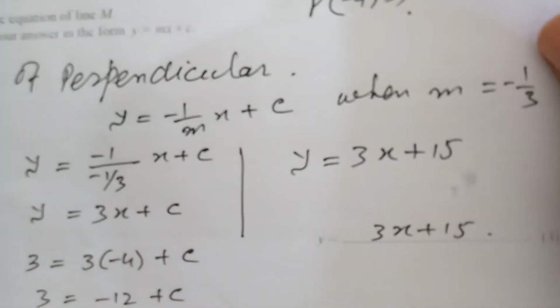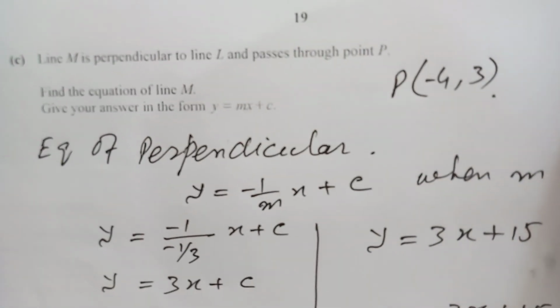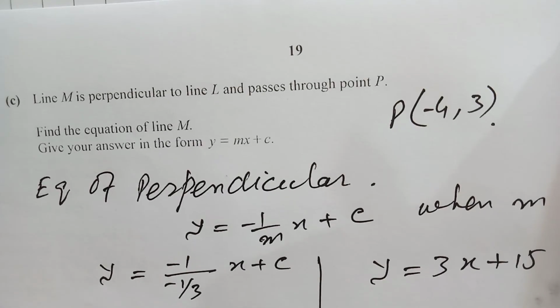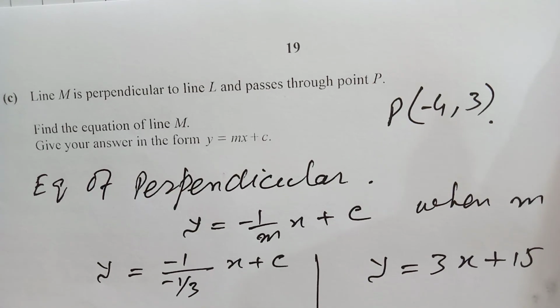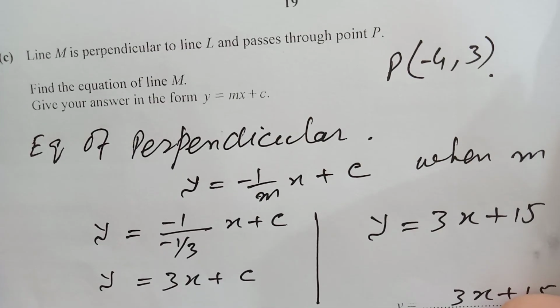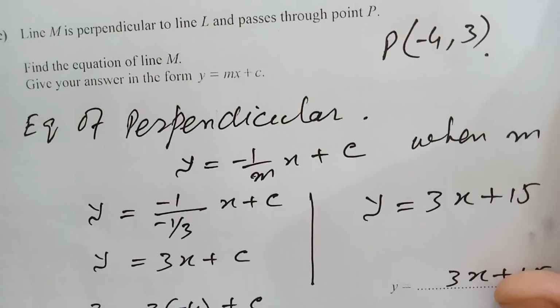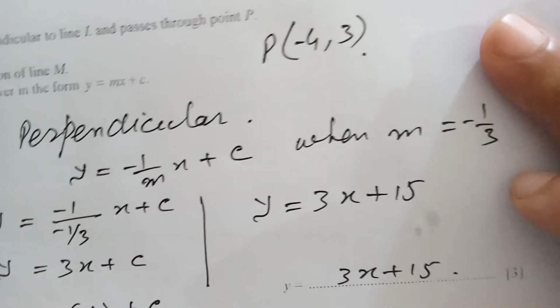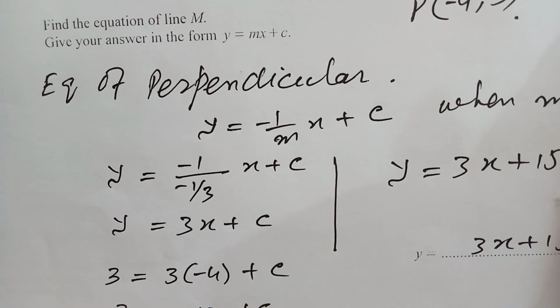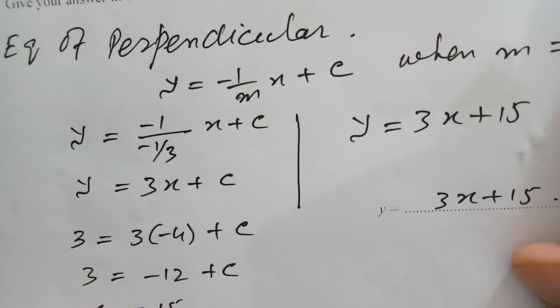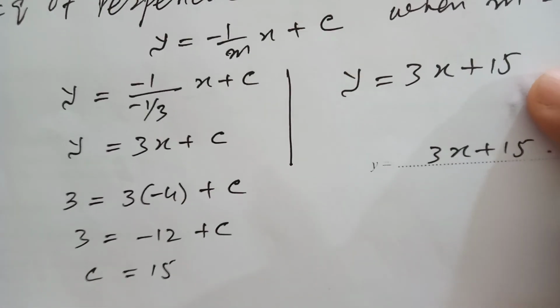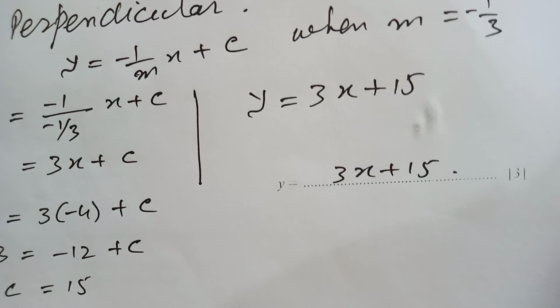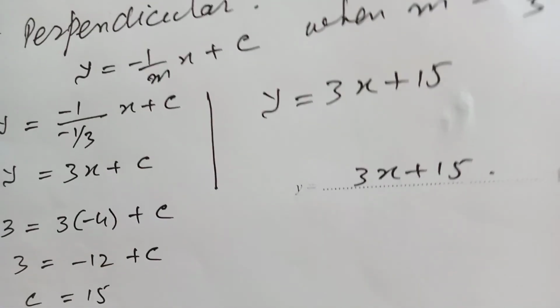Last part of this paper, let's say the C part of the question. The line M is perpendicular to the line L and passes through the point P. Find the equation of the line M. So the equation of a perpendicular is y is equal to mx plus c, where m is minus 1 over minus 1 over 3. So y is equal to 3x plus c. Put the point P in the equation. You will get c is equal to 15. Your equation will be y equals 3x plus 15.